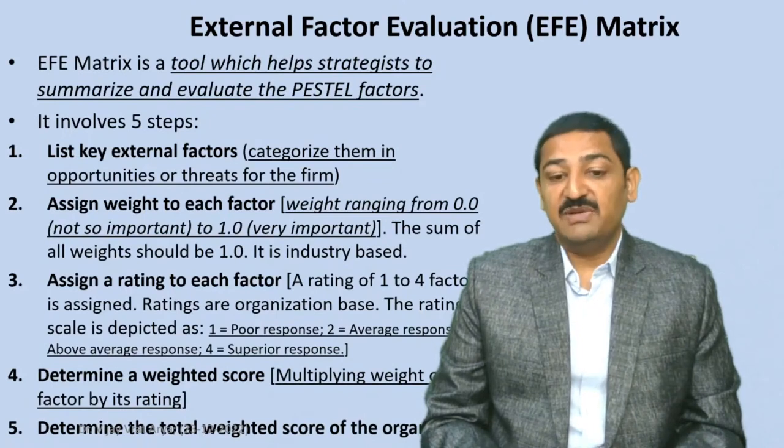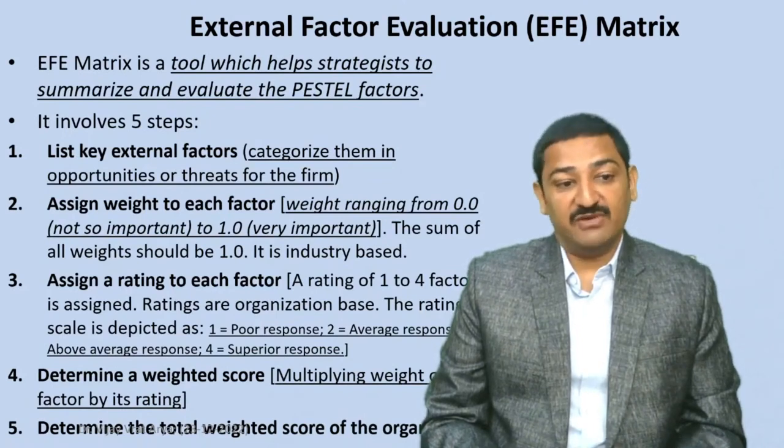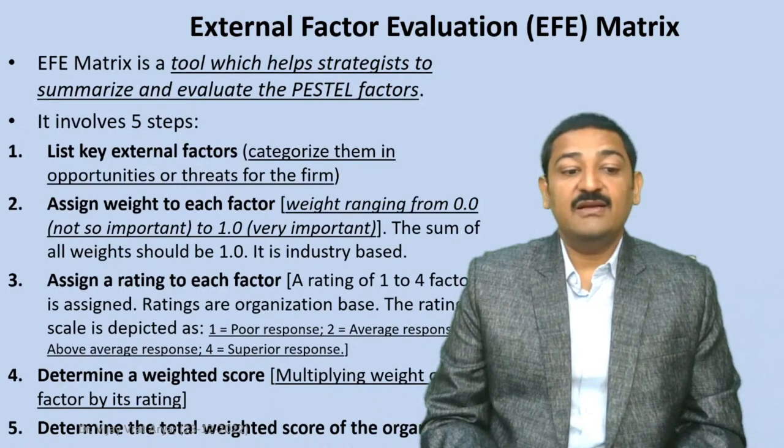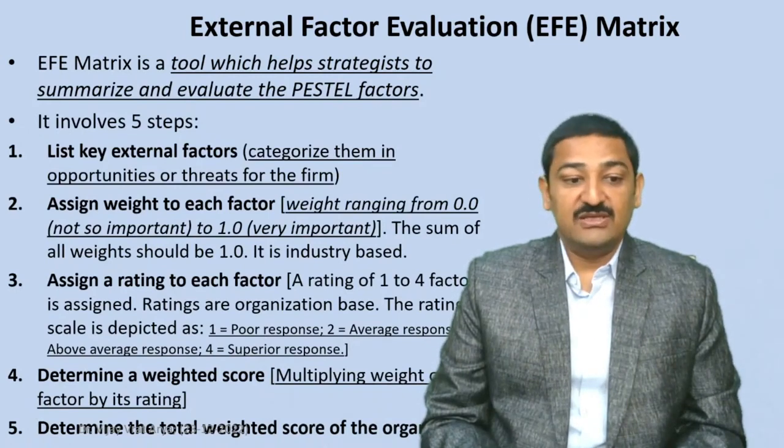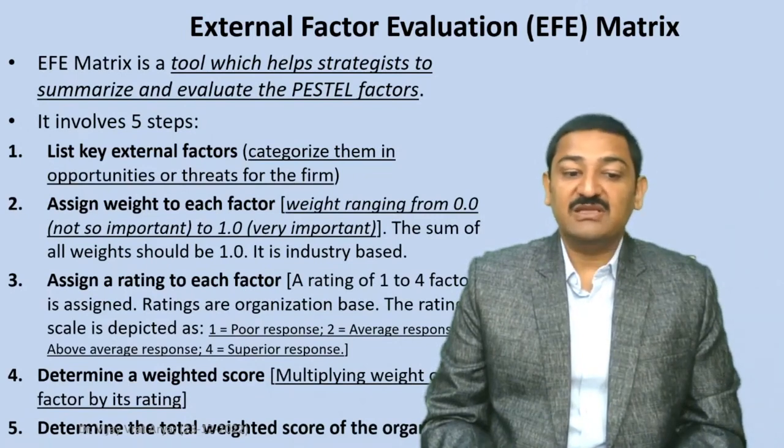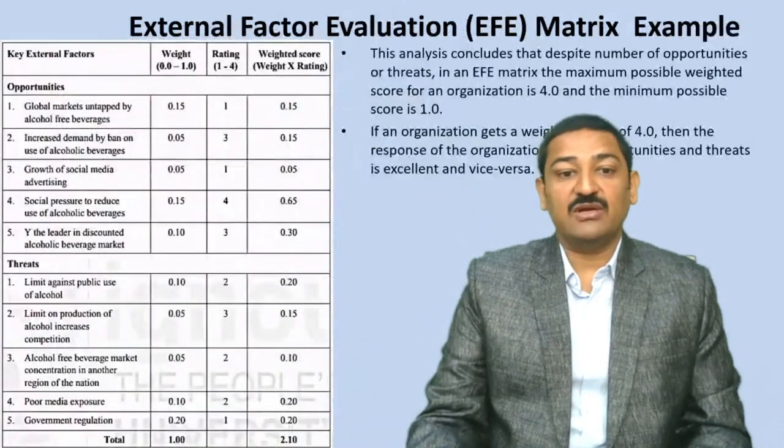Once the rating has been assigned, the strategist needs to define the weighted score, which is the multiplication of the weight we have given in step 2 and the rating that has been given in step 3. Once it is multiplied, based on that, we can determine the total weighted score of the organization.